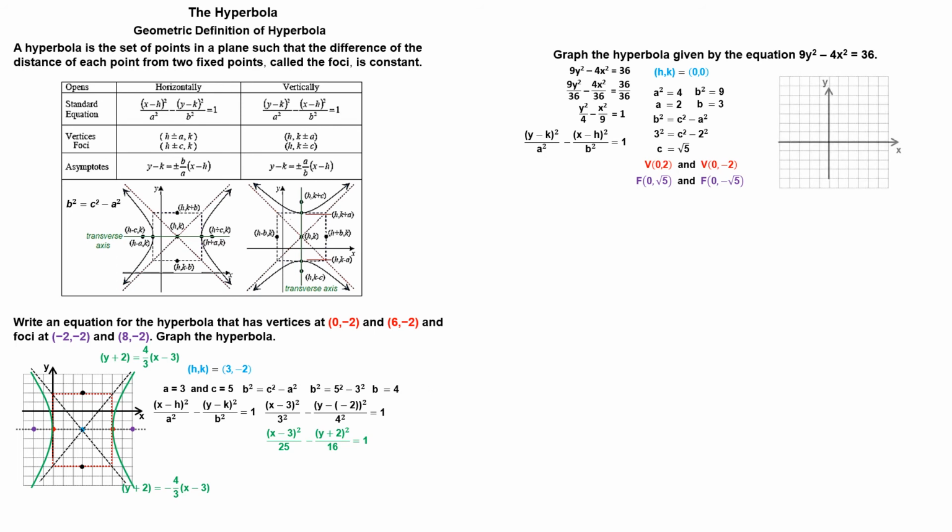We now locate the foci and the vertices in the Cartesian plane. We draw the central rectangle by plotting the points (0, -3) and (0, 3). We then draw the asymptotes and complete the graph of the hyperbola. Let's see another example.